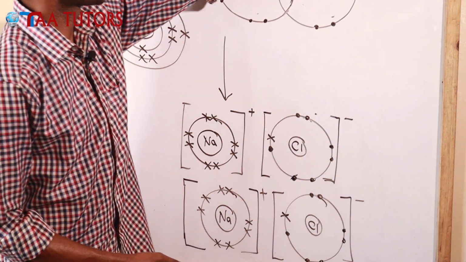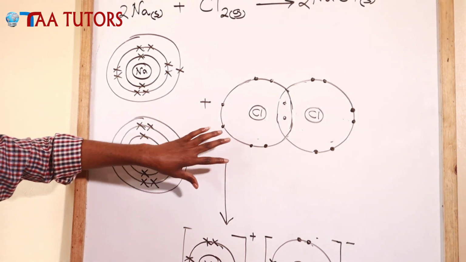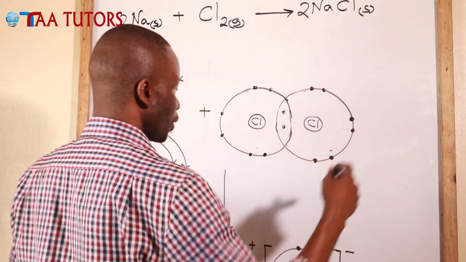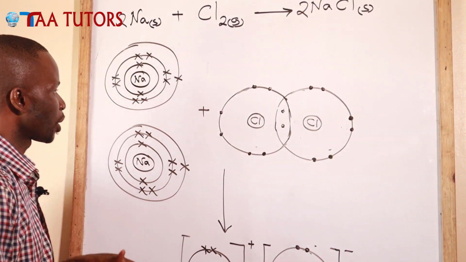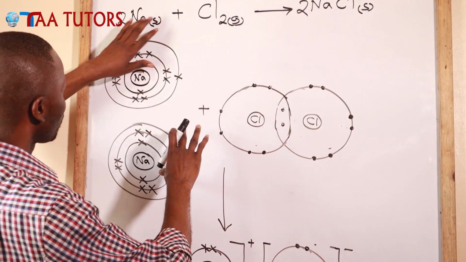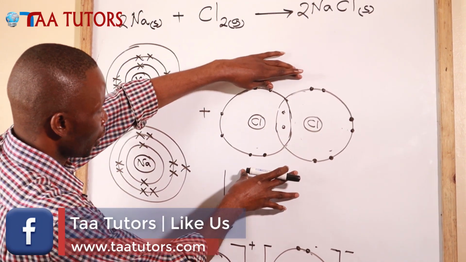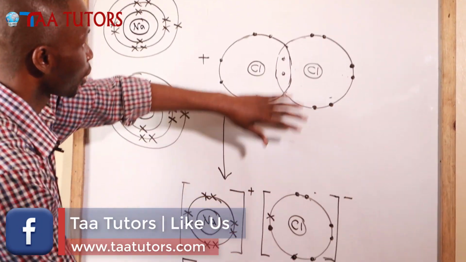This is exactly what we have here. This kind of reaction, our board is small, we could have drawn it in a horizontal manner, but still you can understand that this is the sodium we have here, plus chlorine molecule that we have here. The product is actually this that we have here.